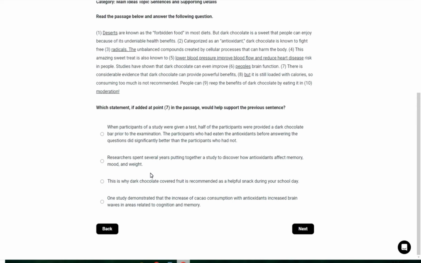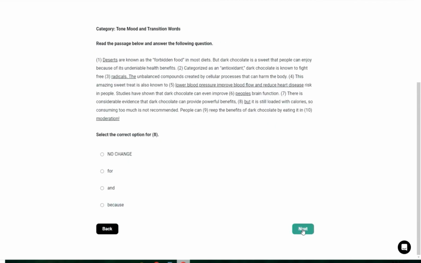One study demonstrated that the increase of cacao consumption, so that would be dark chocolate, with the antioxidants increased brain waves in areas related to cognition and memory. And so if we're looking specifically at brain function, we're going to be looking at things like memory, things like cognition. And so those should be kind of a pointer to you that, hey, this is going to be the correct answer because it's talking about how brain function works with the increase of dark chocolate. And that's going to be the correct answer.